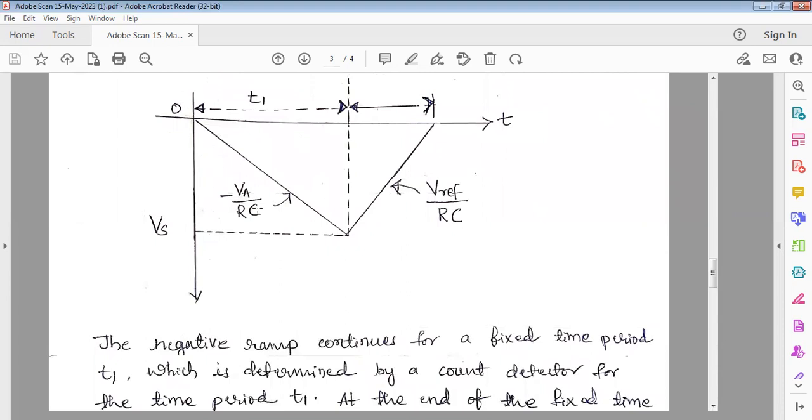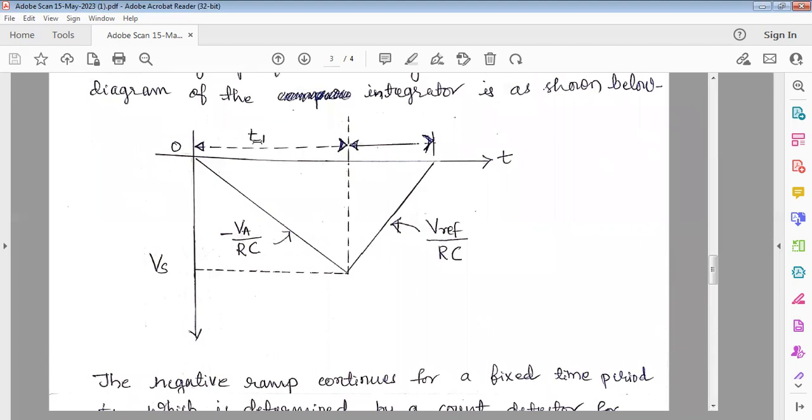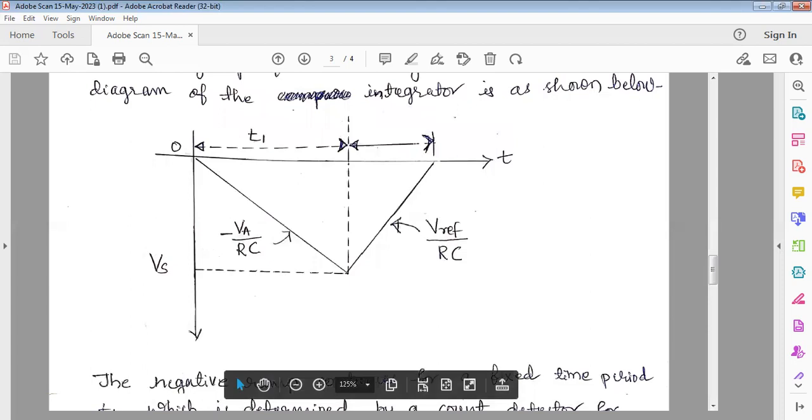So this ramp increases until this point is reached. So it is the minus Vs point. And from this onwards, it resets and it starts increasing until it becomes 0 volt. That is the time period T2. So actually this is the time period T1 and this is the time period T2.